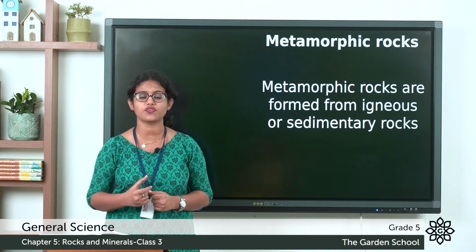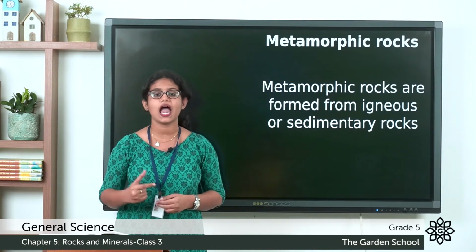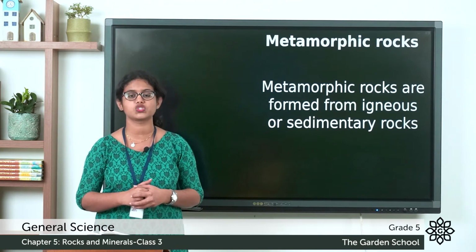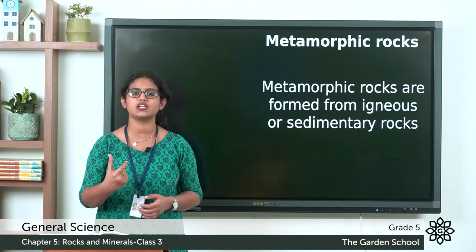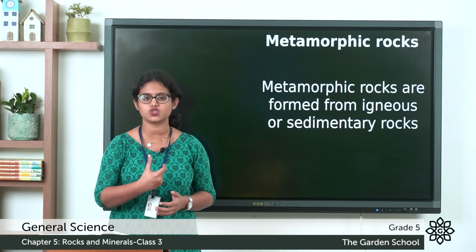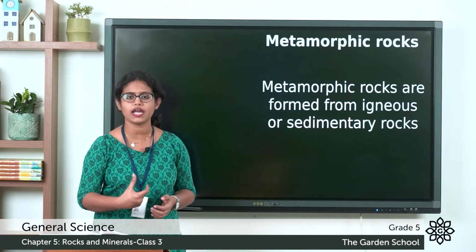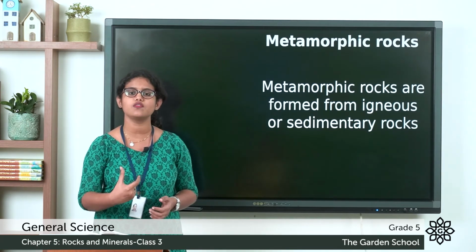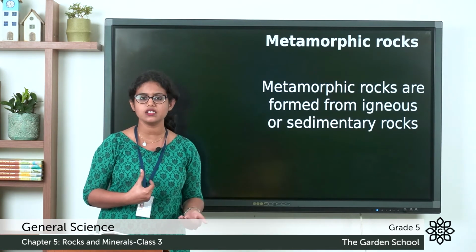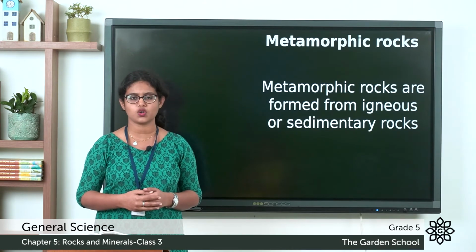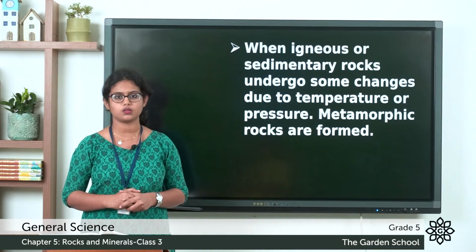It has been derived from the Greek word where meta means change and morph means form, which means that this is formed by changing its original form. That is, this metamorphic rock is formed from igneous or sedimentary rock. So now let's see the formation of metamorphic rock.